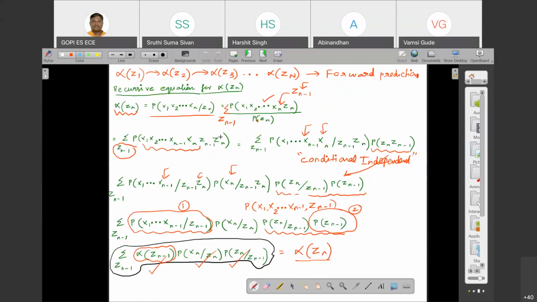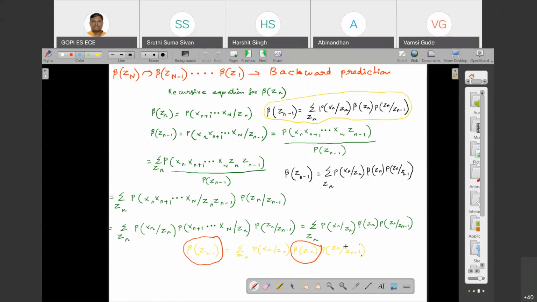Now what we are actually discussing is that we are getting the value of alpha of Zn in terms of what? Alpha of Zn minus 1. That's what we got now, because this is the expression where this forward prediction is happening. And in the same fashion, we can do it for the backward prediction, right? So this is the final result, and the flow is like this, what I have written at the bottom. We can quickly go through that also.